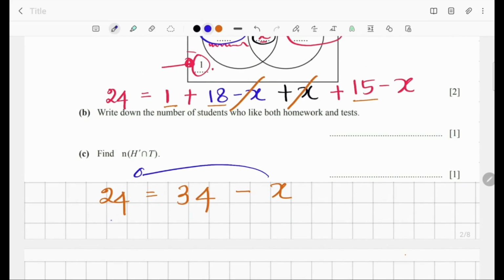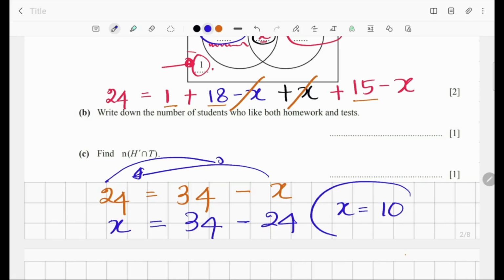side. So it is plus x. Okay, so here we have minus x. When we bring it to the other side, we have plus x, and then we'll move this 24 to the other side. Okay, so x is equal to 34 minus 24. Then we get x is equal to 10.